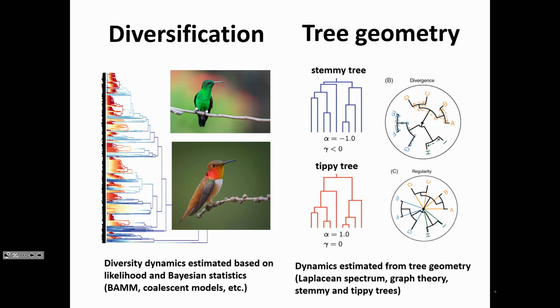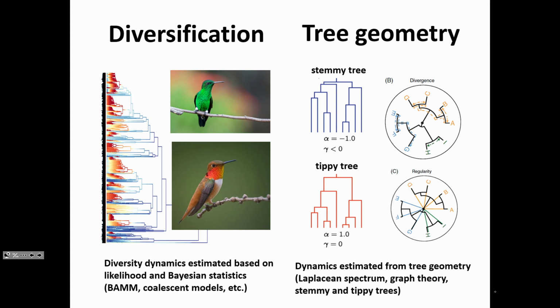To study the accumulation of species in the phylogeny, one can use complex methods, such as the diversification analyses, or some of the simpler methods, using tree geometry, for example. The diversification analyses are based on likelihood and Bayesian statistics, which basically fit different types of models into the phylogeny, right? Whereas the tree geometry simply looks at the geometry of the phylogeny, right?